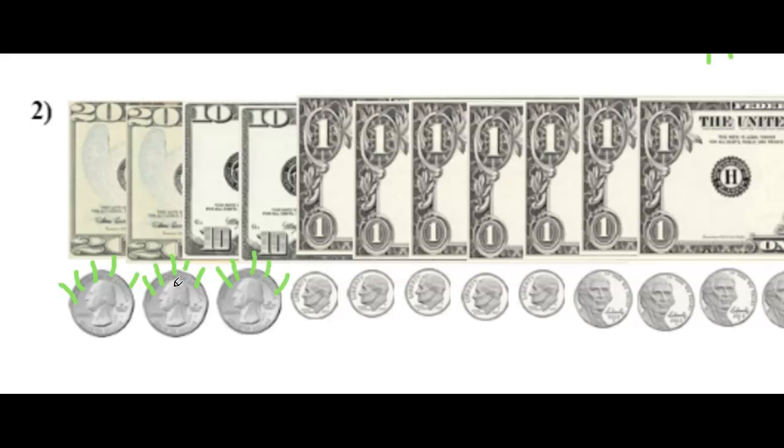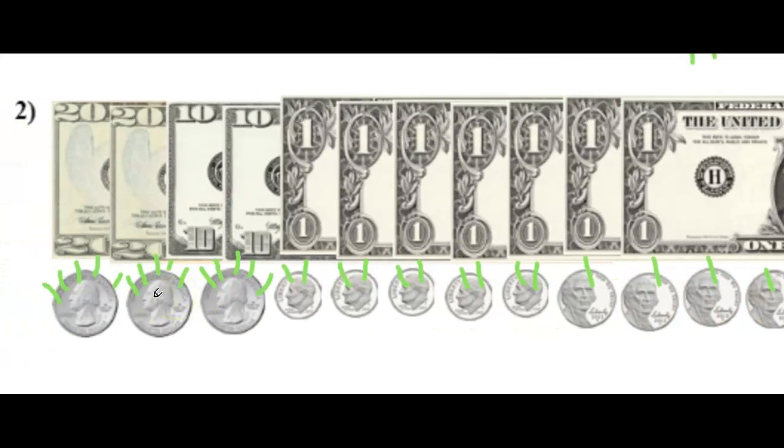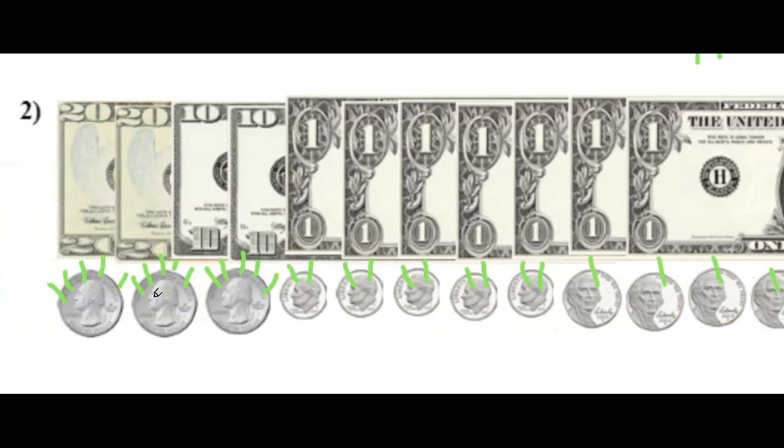And then I have dimes. Dimes have 2 hairs because they are worth 10 cents. 5, 10. 2 hairs. And then my nickels, 1 hair each. And finally, pennies get a dot because they're worth 1. Pause the video if you need time to write that out.